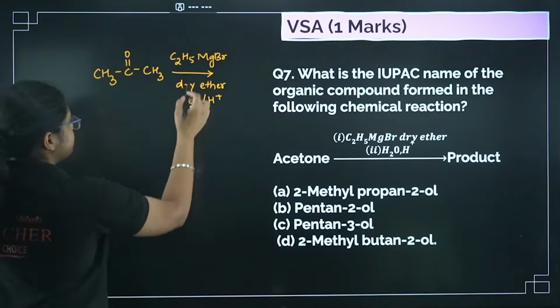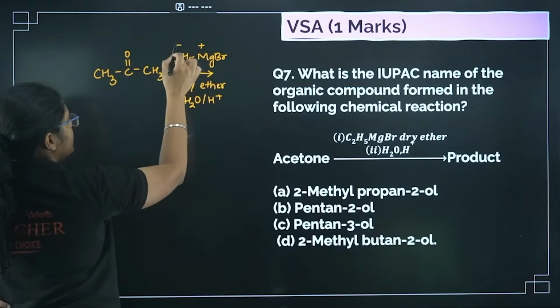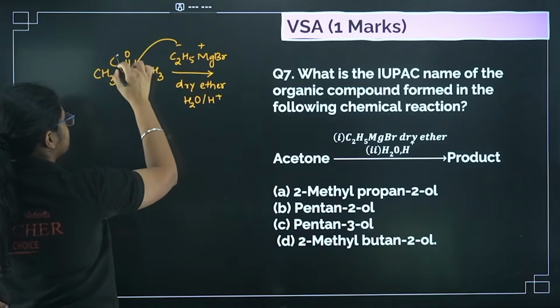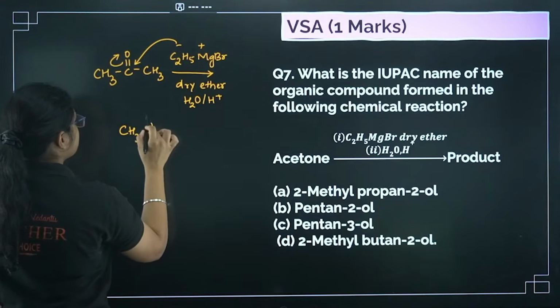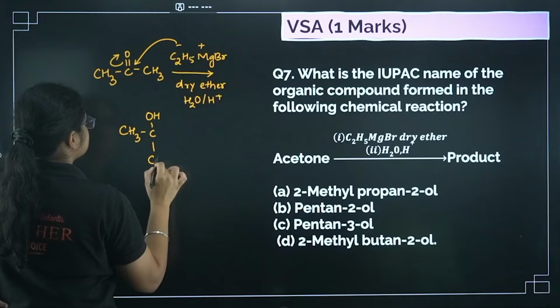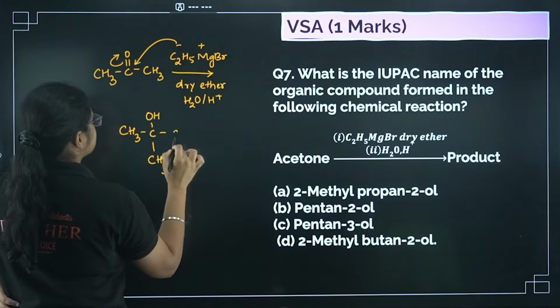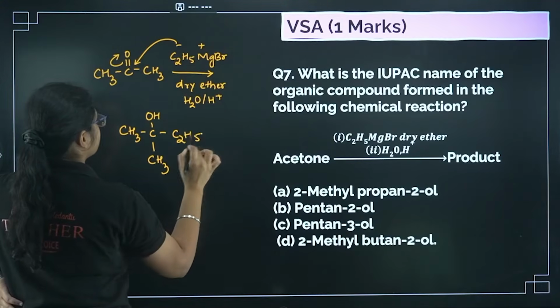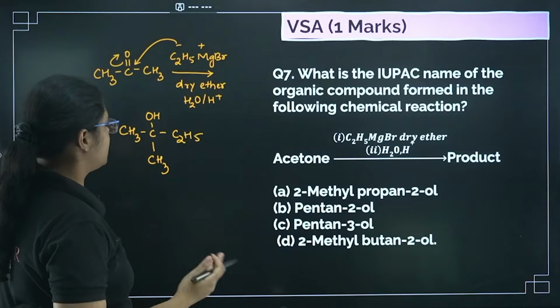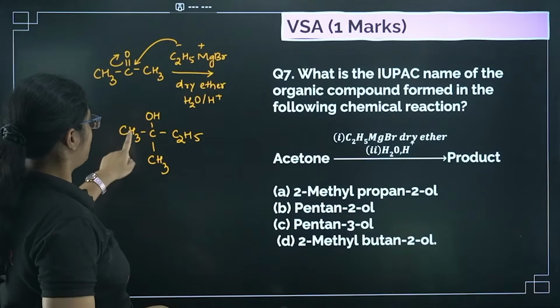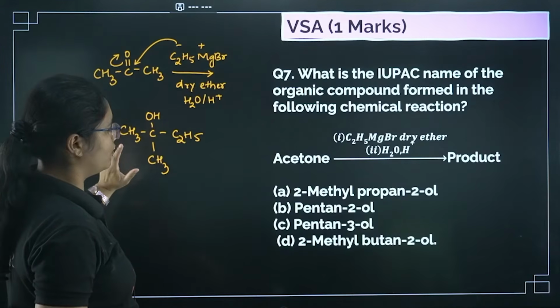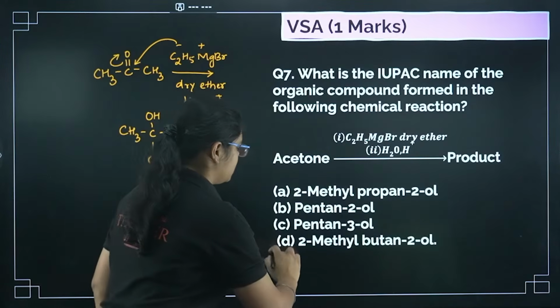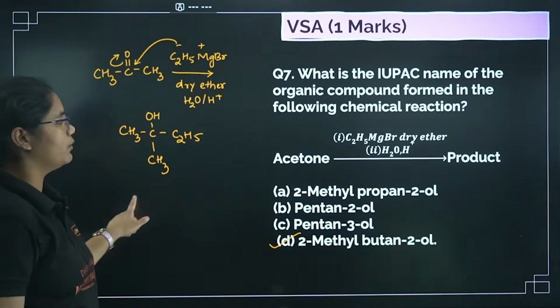Now in this case, if you see, this is plus, this is minus, right? So this one will attack here and this one will attack here. So what I will get, CH3COH, okay, CH3, and I have C2H5. Clear? So what is the name of this compound? It will be 1, 2, 3, 4, right? So 2-methyl butan-2-ol. Okay, so that is option number D, 2-methyl butan-2-ol.